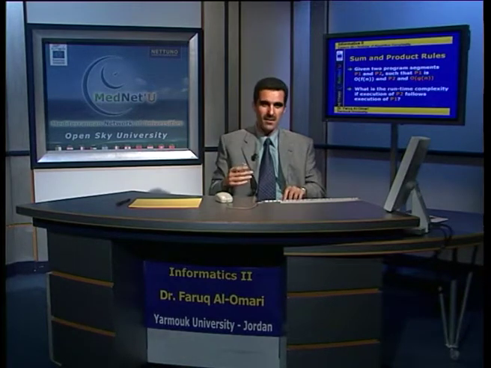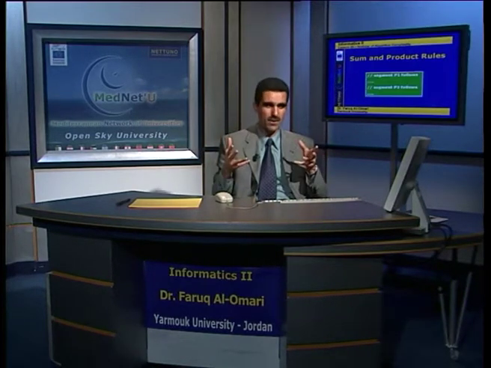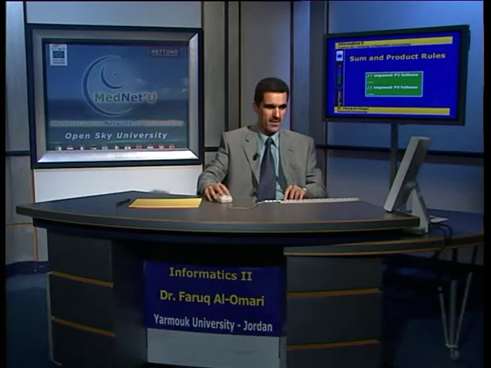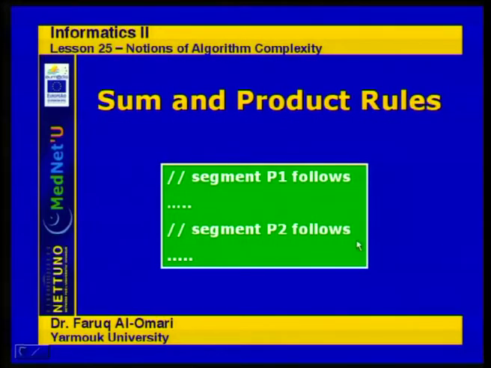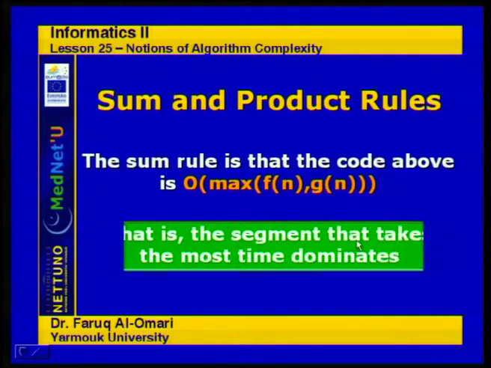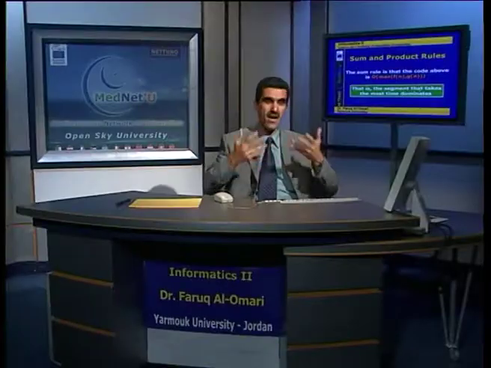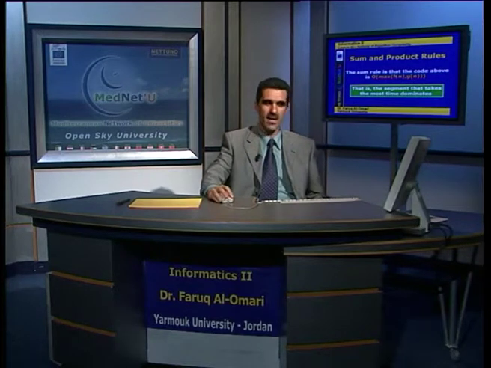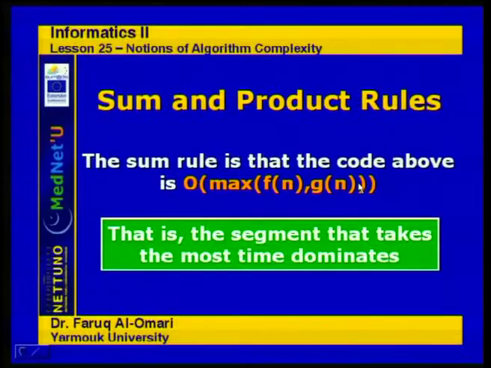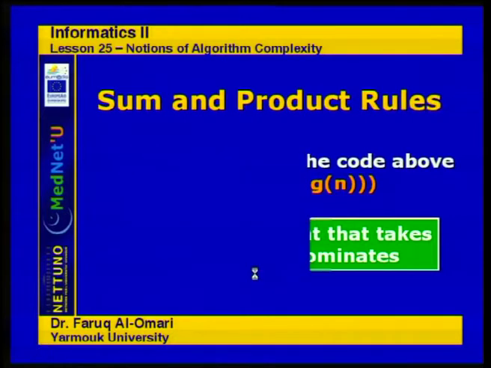Since we're talking about the order, it's something like this: first segment followed by the second segment. The order of the complexity is the worst of the two, right? It's the max of the order of the first and the second, whichever is greater. That is, the segment that takes the most time dominates.